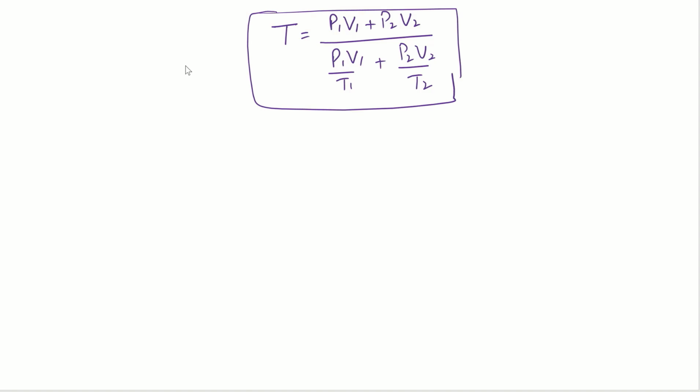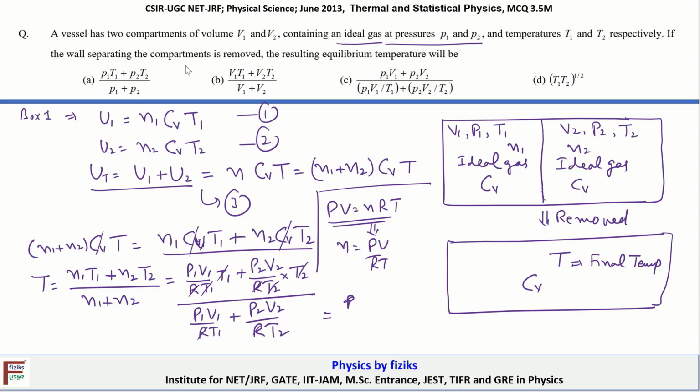So let's take a look at which option matches this result. It is option C, that's P1 V1 plus P2 V2 divided by this expression. Therefore C is the correct option here.